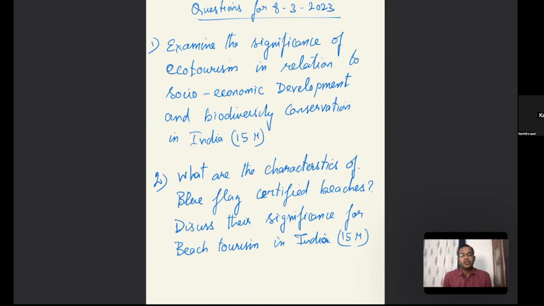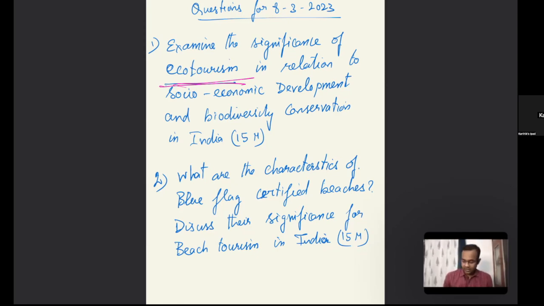Question for tomorrow: examine the significance of ecotourism in relation to socio-economic development, one, and biodiversity conservation, right? Number 2, what are the characteristics of Blue Flag certified beaches? Discuss their significance for beach tourism in India. Question number 2 was asked in a year when India got recognized for eight Blue Flag certified beaches in the country, right? So it was more of a current affairs based question.